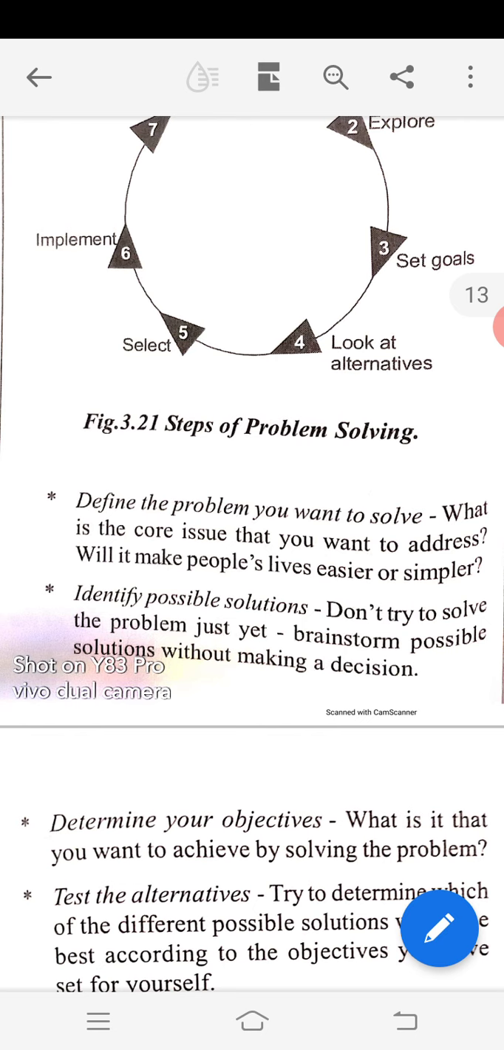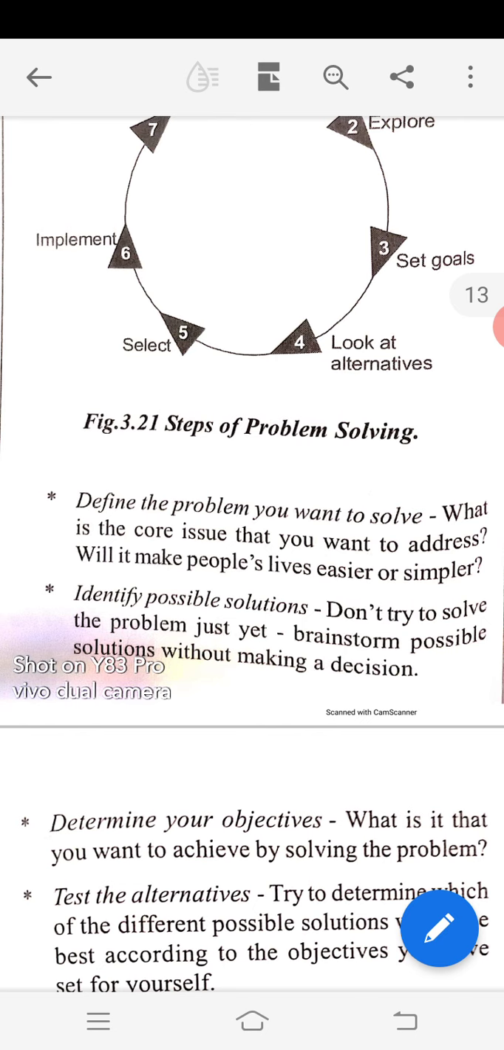Okay, first find out the problem: what is the cause, and why does the problem arise in that entity. Then identify the possible solutions after finding the problem. Do not try to solve the problem just yet; brainstorm possible solutions without making a decision.